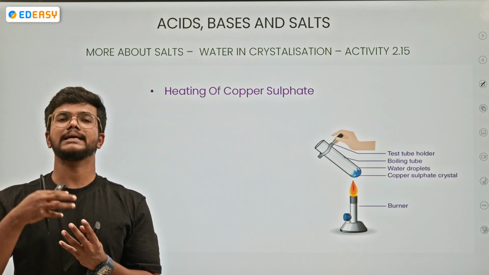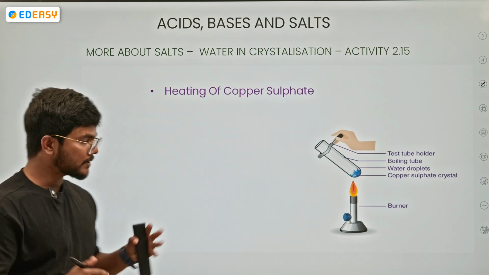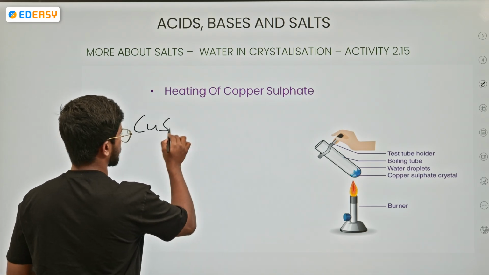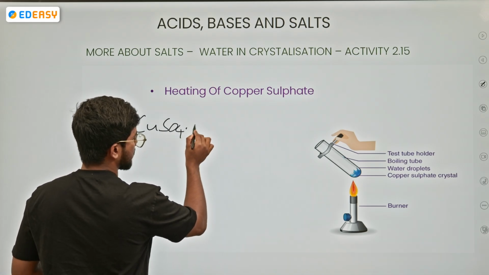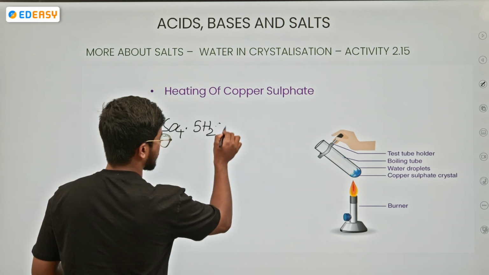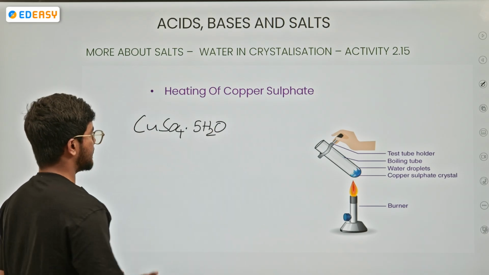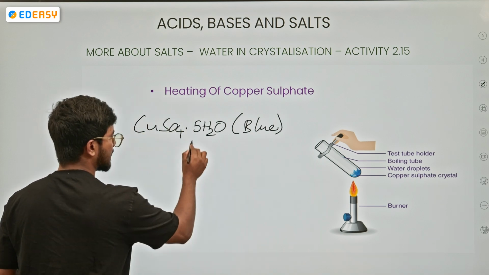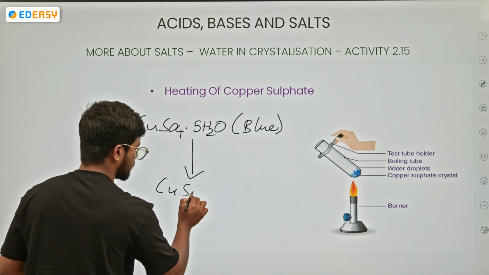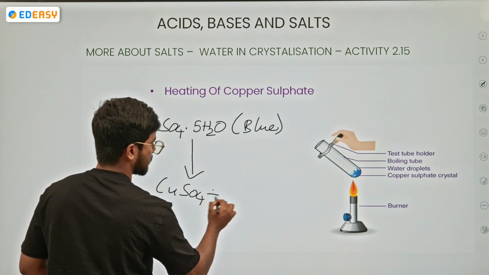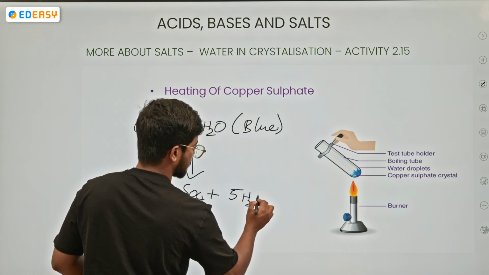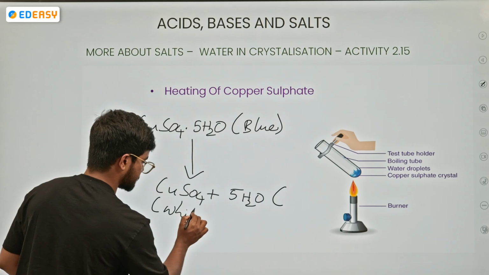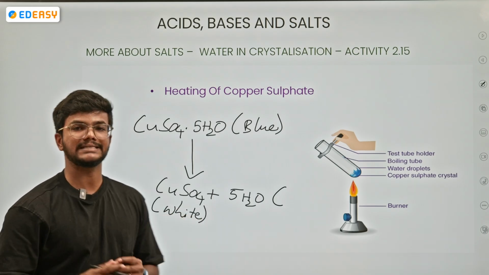So what is water of crystallization? Here copper sulfate, CuSO4, contains some aqua molecules. Let us assume 5, penta aqua molecules, when it is in blue color. On heating it loses its 5 aqua molecules, and this copper sulfate becomes white in color.